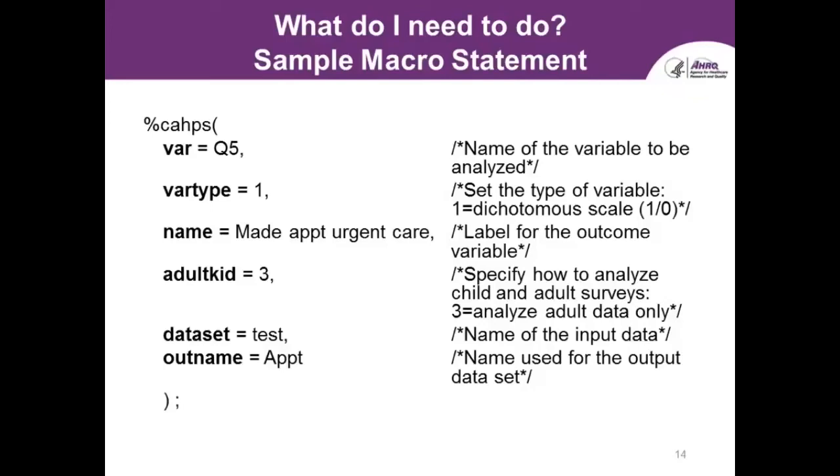Now, what I haven't talked about is adult kid. Adult kid is needed also because the macro can analyze both adult and child data separately or together. And so this lets it know, are you doing adult data? Are you doing kid data? Are you doing both? And here, in this example, I'm saying 3, which means analyze adult data only. It then needs to know where your data are. So data set equals, and then you tell it what the name of the file is. And then finally, outname. When it goes to output files, you can tell it, this is what I want you to call the output file. And here I'm just saying appointment.